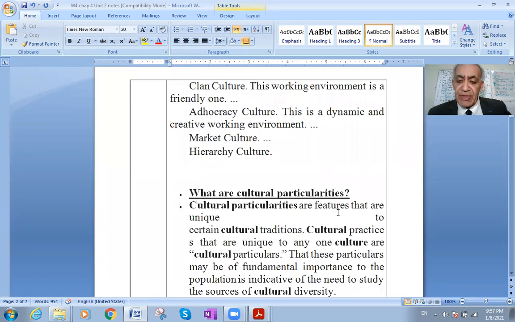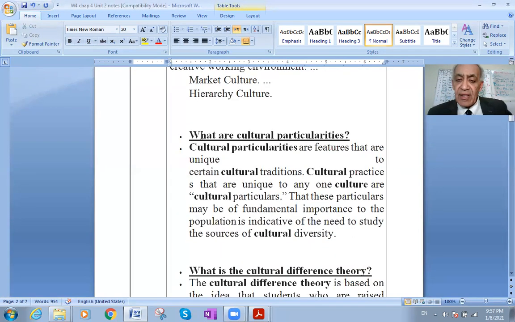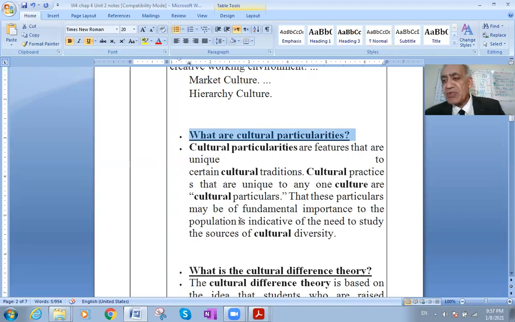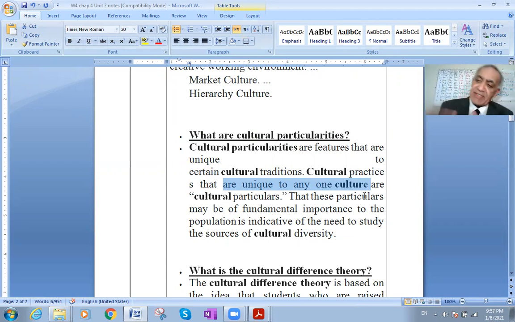Next, we'll leave now the theories and we will go to the cultural particulars. It is very important that we have a culture. There must be some very important points. Cultural particulars are features that are unique. Certain cultural traditions and cultural practices are unique to any one culture. So it means that practices in one culture make it different from practices in another culture.